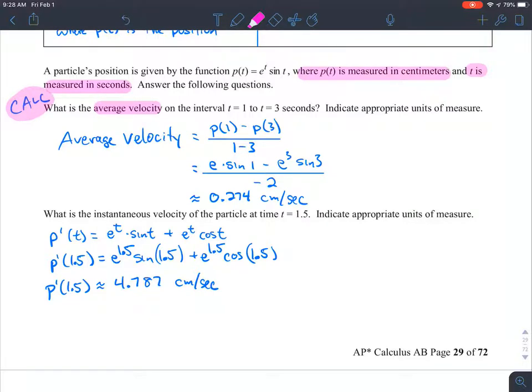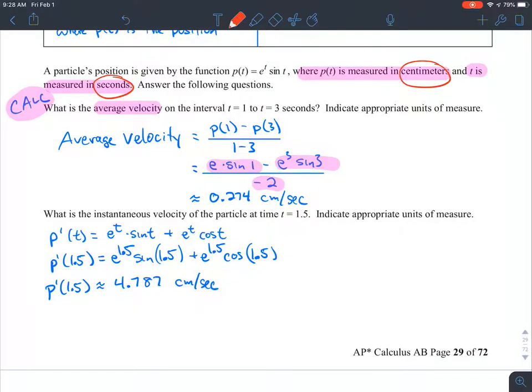Average velocity. Here's what we do. We use the formula average velocity is equal to the position at time 1 minus position at time 3 divided by 1 minus 3. If we plug 1 into the function, we're going to get e to the first times sine of 1 minus e to the third times sine of 3. 1 minus 3 is negative 2. Put that in your calculator. You're going to get 0.274. How do we label this? It says centimeters and seconds, so it's centimeters per second.